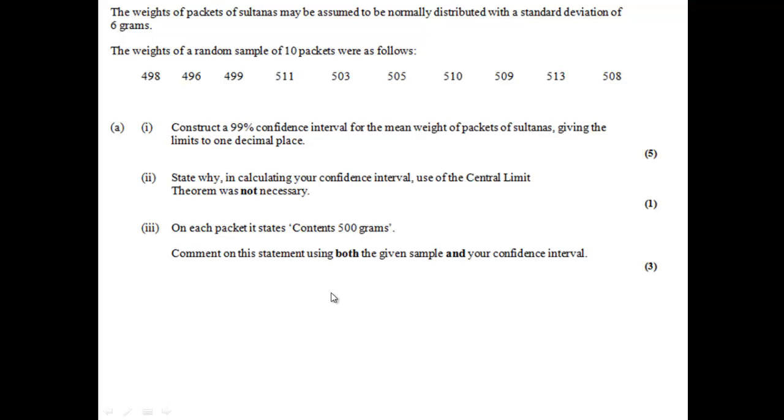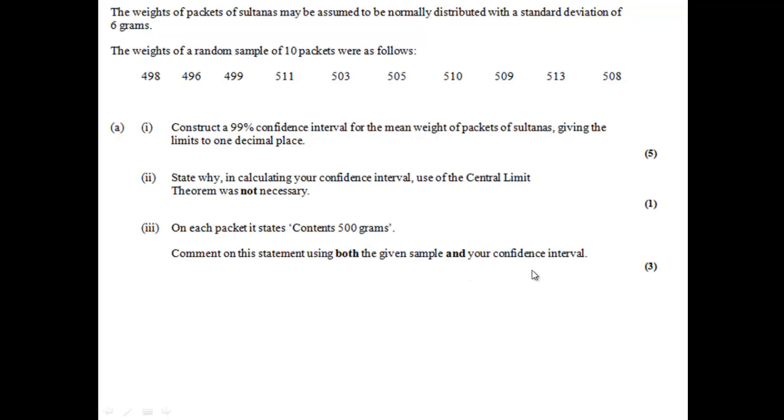To answer this last part of the question, first thing to do is to compare it with the original sample, the given sample as asked here. And you can see here that 3 packets are below, 7 are above. That's probably all you need to write for that first part.